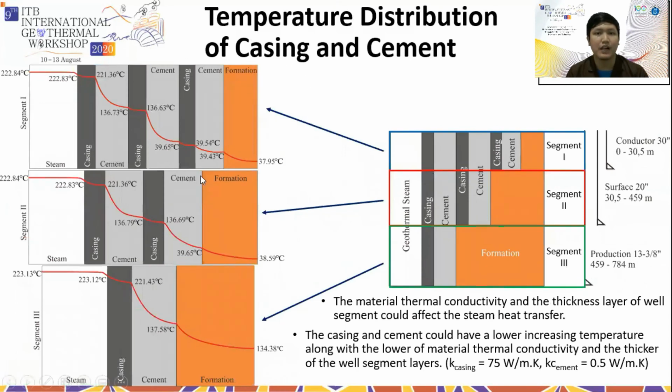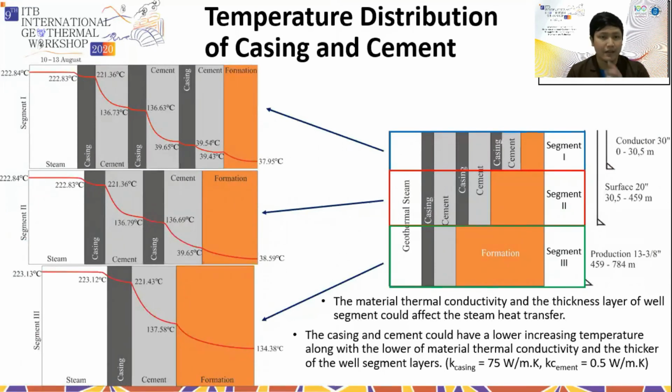And this is the visual of temperature distribution of casing and cement at every segment. And from the result, the material thermal conductivity and the layer thickness of the well segment could affect the steam heat transfer. It is shown that the temperature increase of casing is higher than the temperature increase of cement, because the thermal conductivity of casing is higher than the thermal conductivity of cement.